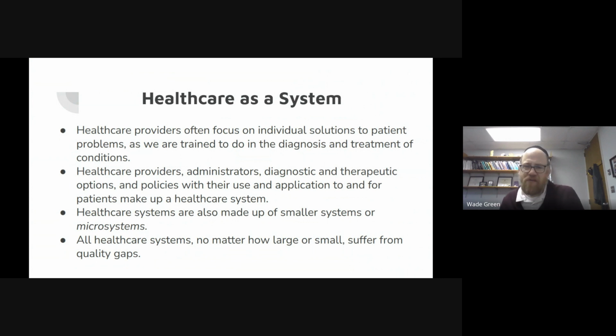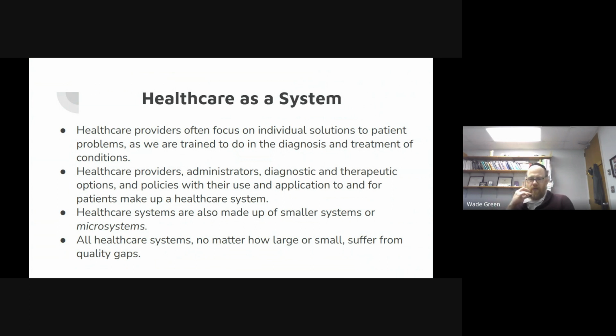Obviously, healthcare systems exist, and those are combinations of providers, administrators, and the diagnostic and therapeutic options that are allowed inside of those structures, along with the policies that exist within the systems that we work for. It's those components that make up the healthcare system. Each one of those smaller components can represent a microsystem, and many microsystems make up a healthcare system.